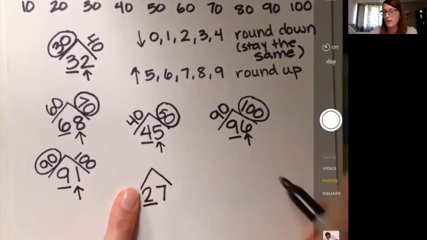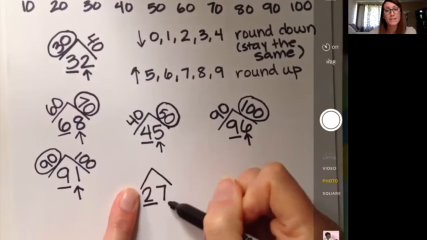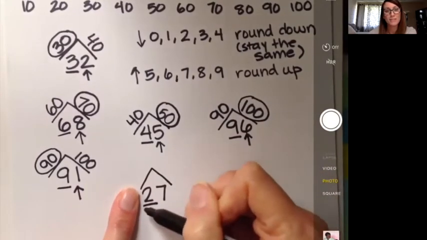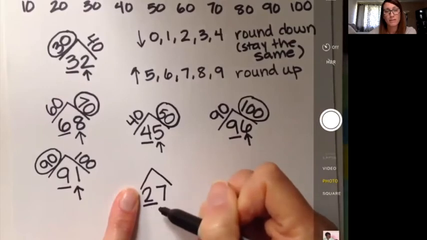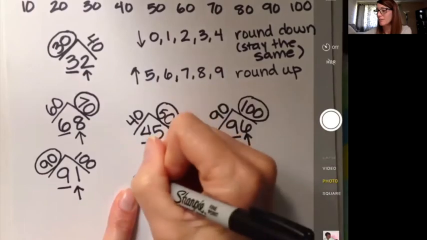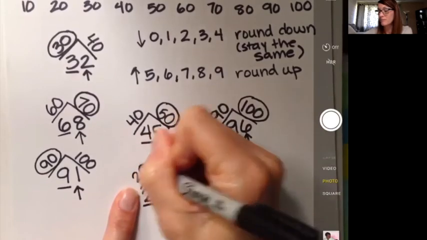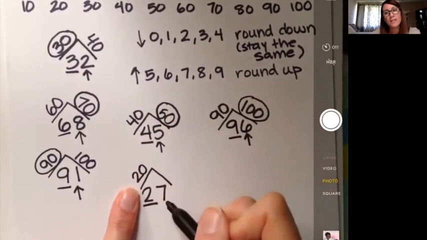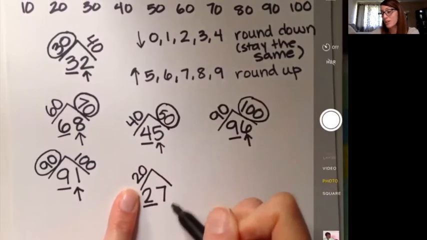Okay? And I'm going to think about, okay, what's the 10 right before 27? Did you say 20? All right, let's put 20. And then what's the 10 that comes right after 27? 30. Right, good.